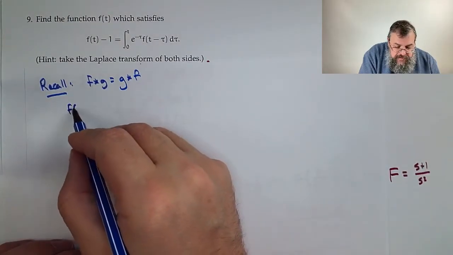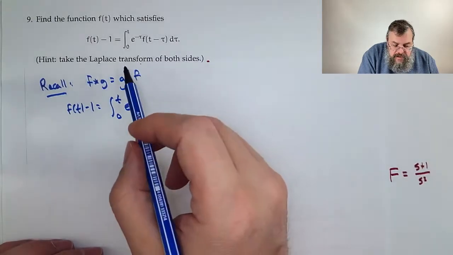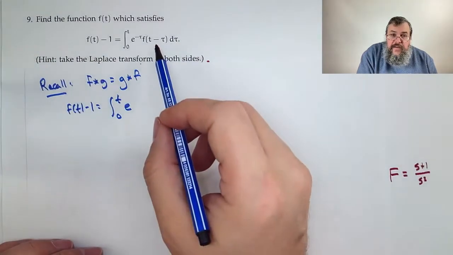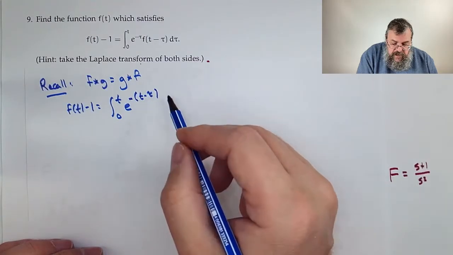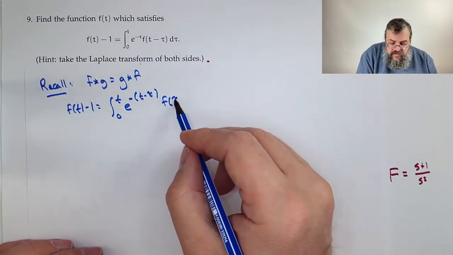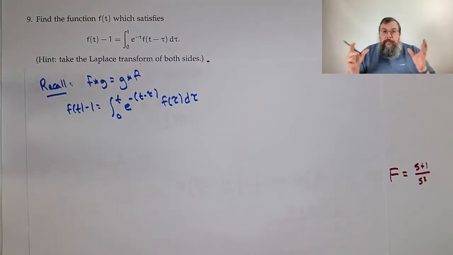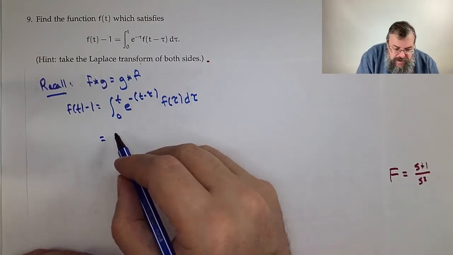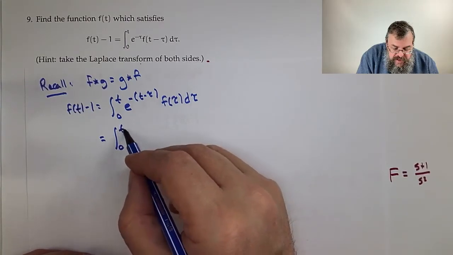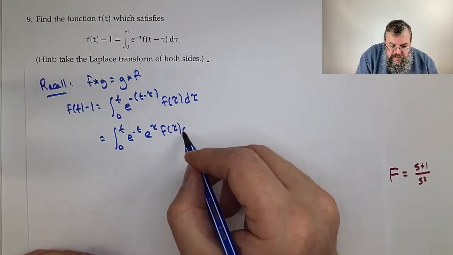Okay, so here we go. f of t minus 1 is the integral from 0 to t. And now I'm going to pull in this card. So instead of having f of t minus tau, I'm going to have e to the minus (t minus tau), and then I'm going to have f of tau d tau. All right. Same problem, right? All I've done is I've changed the order of convolution, which doesn't change anything. But the fun parts begin. This will be the same as the integral from 0 to t of e to the minus t, e to the tau, f of tau, d tau.